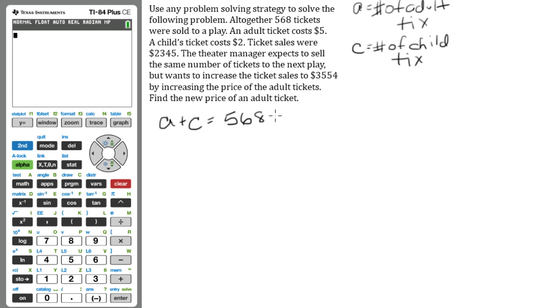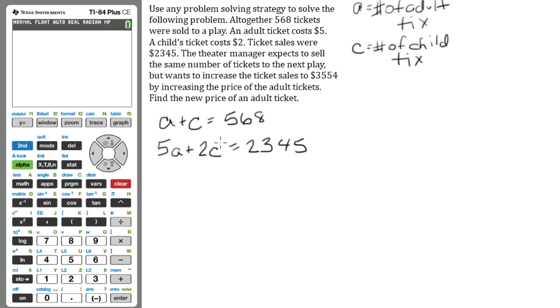And that's our first equation. We have two variables, so we got to come up with another equation. And the other equation has to do with how much revenue was brought in. They brought in a total of $2,345, and that's comprised of adult tickets for $5 each and children's tickets for $2 each. So they got $5 for every adult ticket. We can write that as 5 times the number of adult tickets, plus they got $2 for every children's ticket, which is 2 times the number of children's tickets, and altogether that's going to equal $2,345.